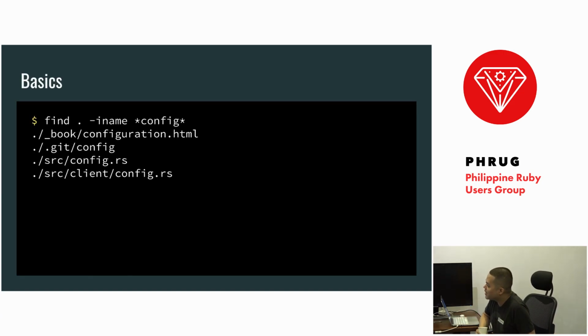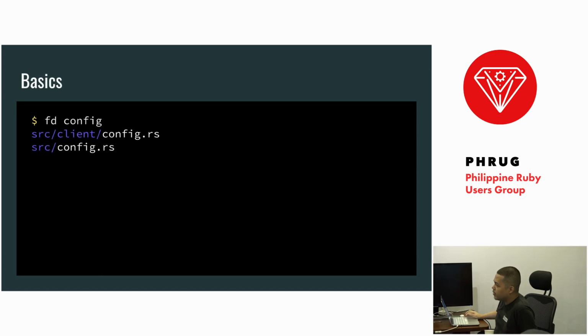So yeah, first, this is find in the current directory, and then -iname, i for case insensitive match, and then you put asterisk before and after config, so it matches that pattern. And then if you notice, this includes a directory that's generated by gitbook and also the .git. So for fd, those two aren't part of the output.